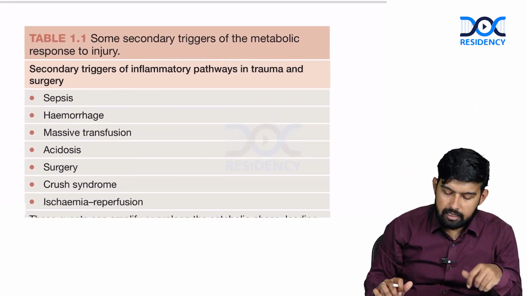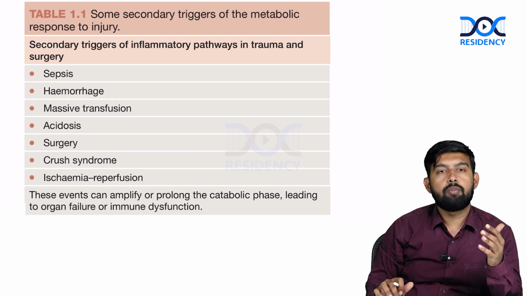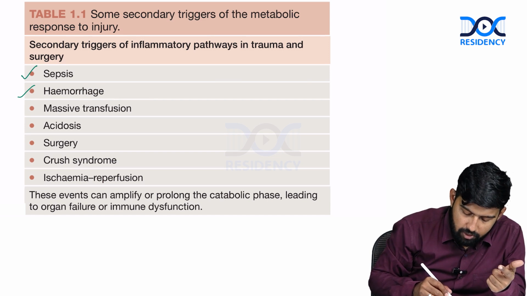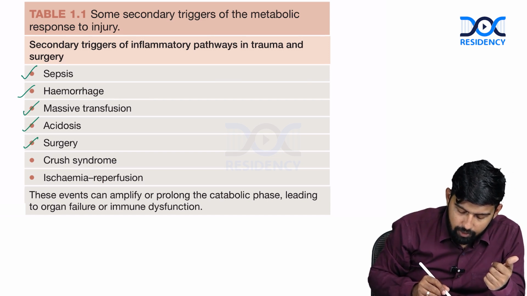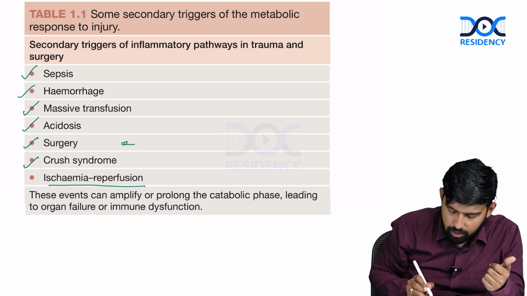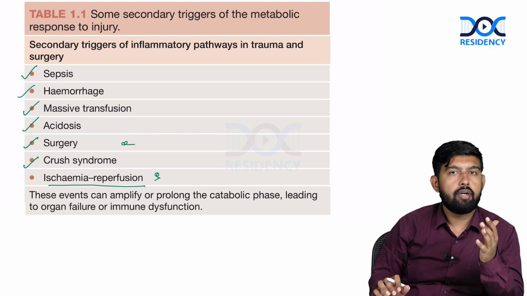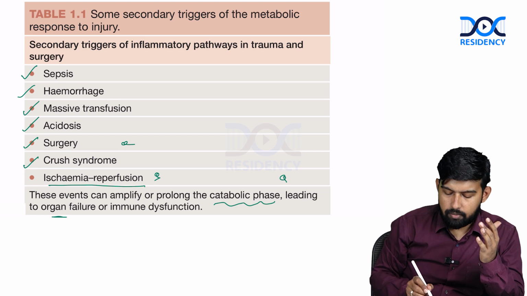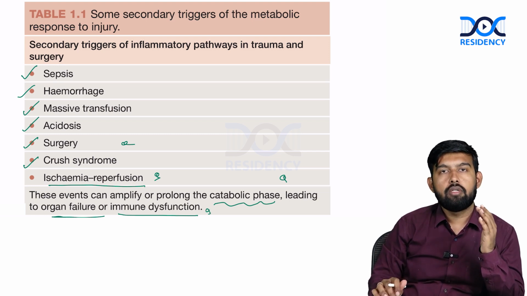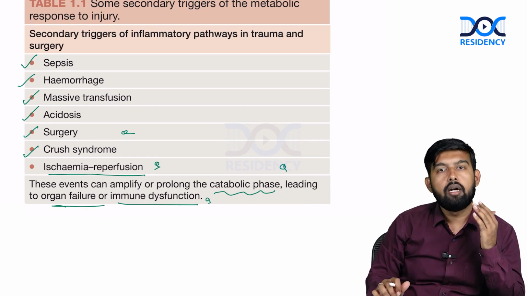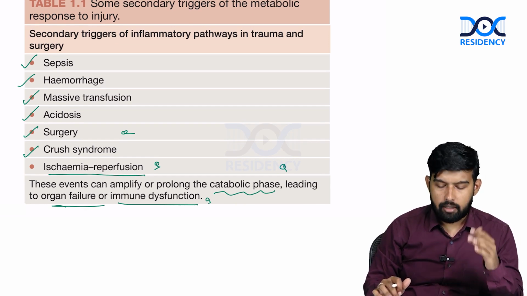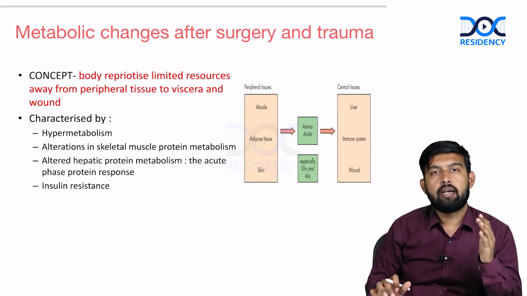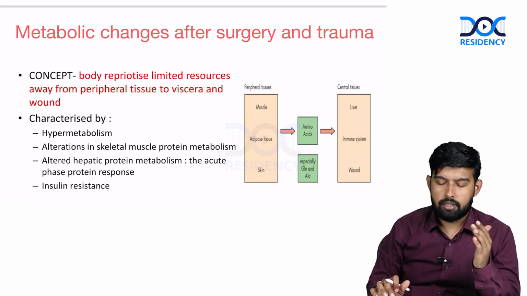So, what are the secondary triggers for the metabolic response to injury? This includes sepsis, hemorrhage, massive transfusion, acidosis, surgery, crush syndrome, and ischemia reperfusion injury. Basically, these causes prolong the catabolic phase, leading to organ failure or immune dysfunction. So, these are the secondary triggers which prolong the effect of the metabolic response.